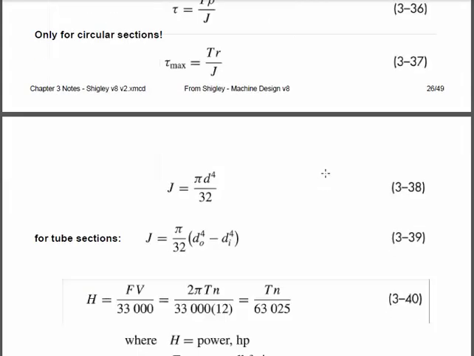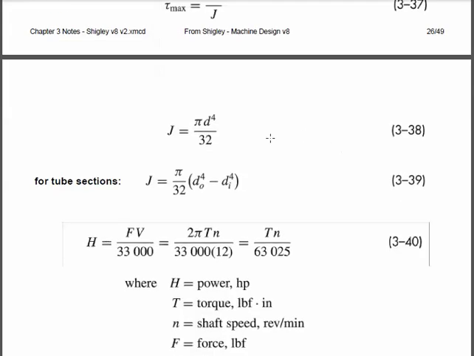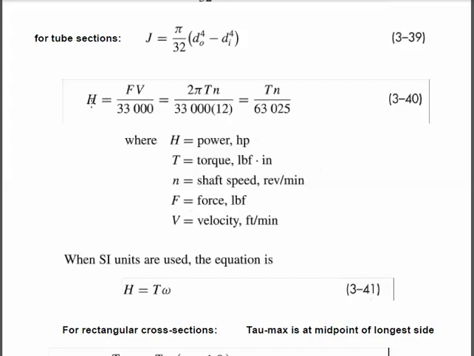Copy and paste that, but I don't really need to say anything about it. For circular cross sections, J is pi d to the 4th over 32. That's worth writing down. And as you know from the project, we can often get the torque if we know the horsepower, or if we know the power. In this case, this is a horsepower equation relating horsepower, torque, and speed.